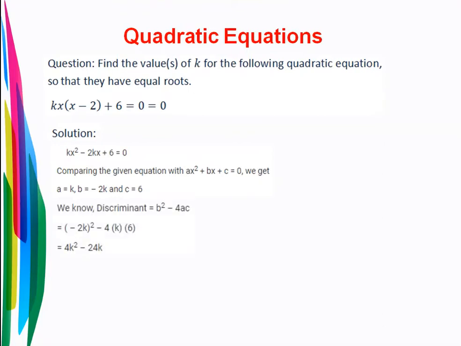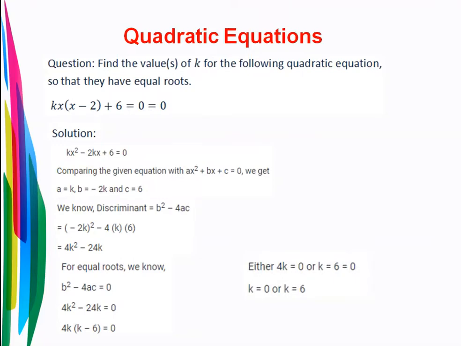Again I am finding the discriminant, b square minus 4ac, and my discriminant comes out to be 4k square minus 24k. Now for equal roots, again I will put discriminant equal to 0. I get 4k square minus 24k equal to 0. Take the maximum common factor. I have taken 4k common. So I get 4k into k minus 6 is equal to 0. What values of k do I get from here? This means either 4k is equal to 0 or k minus 6 is equal to 0. So k is equal to 0 or k is equal to 6.